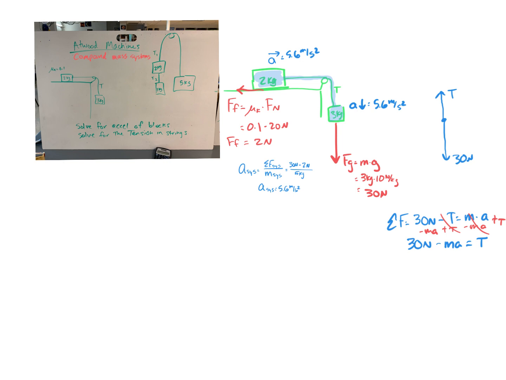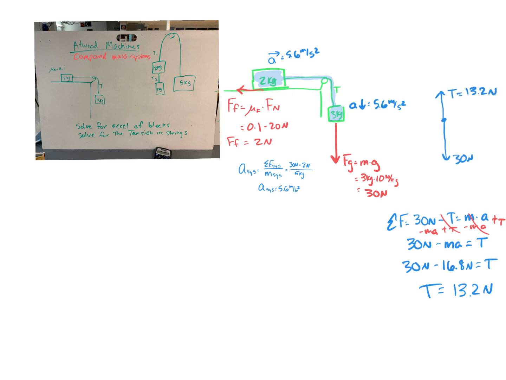But now I'm ready to solve. My mass times acceleration would be 5.6 times 3, which is around 16.8 newtons. So I have 30 newtons minus 16.8 newtons equals tension. So the tension in the rope should equal 30 minus 16.8, which is around 13.2 newtons. So the tension force should be around 13.2.